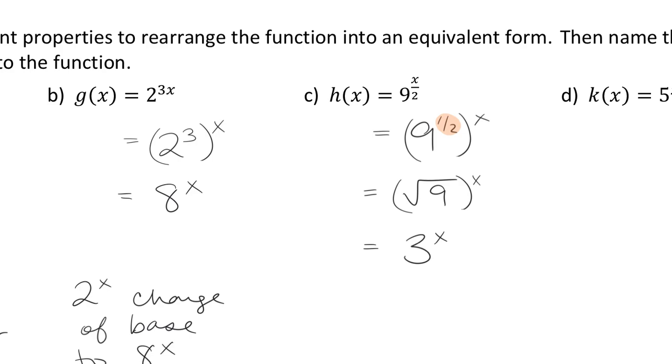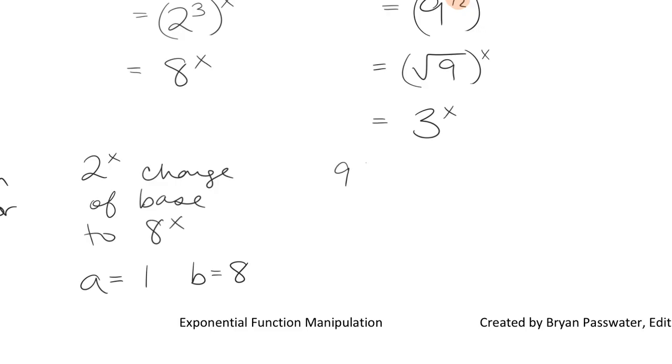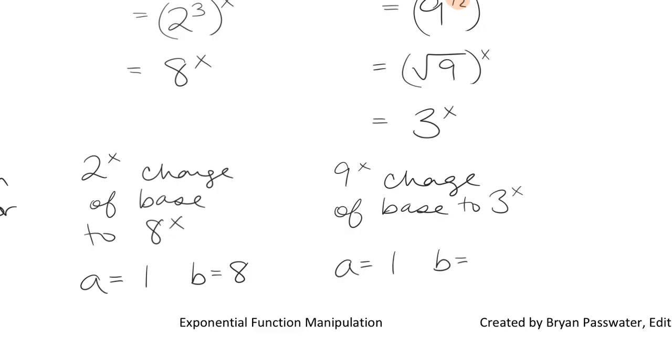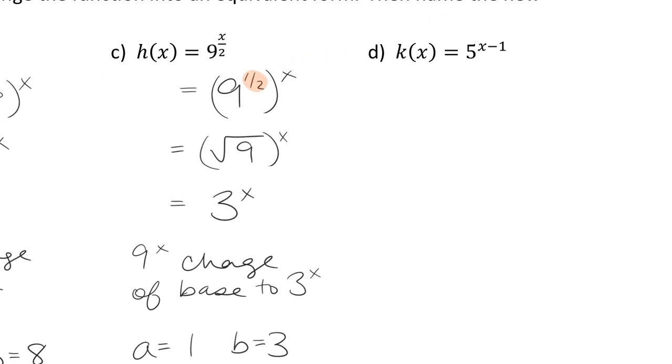So the transformation we've applied here from the parent function, we had 9 to the x power and we changed the base to 3 to the x. What is the new initial value? 1. So it's the same initial value. What's the base? Nice. Yes. Yes. Last question here.